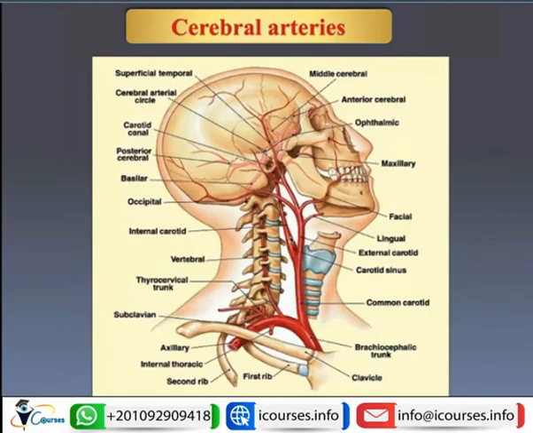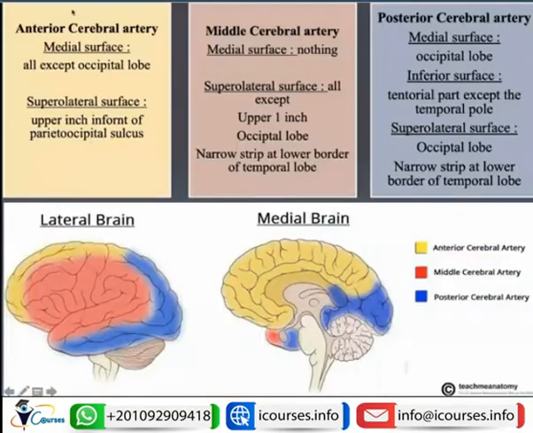Now we have the cerebral arteries. The cerebral arteries are, as we said, terminal branches. The middle and the anterior cerebral arteries are the terminal branches of the internal carotid artery, while the posterior cerebral artery is the terminal branch of the basilar artery. So which part of the brain does each one of these arteries supply?